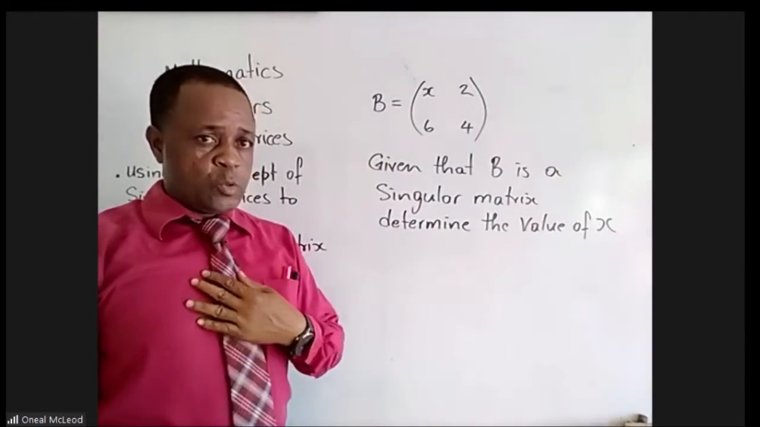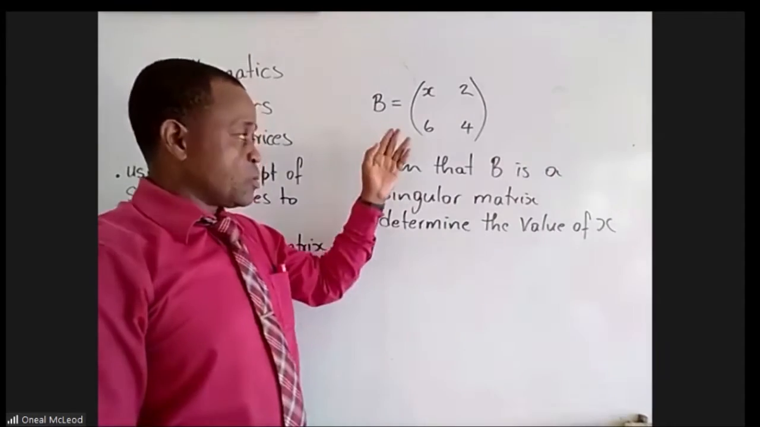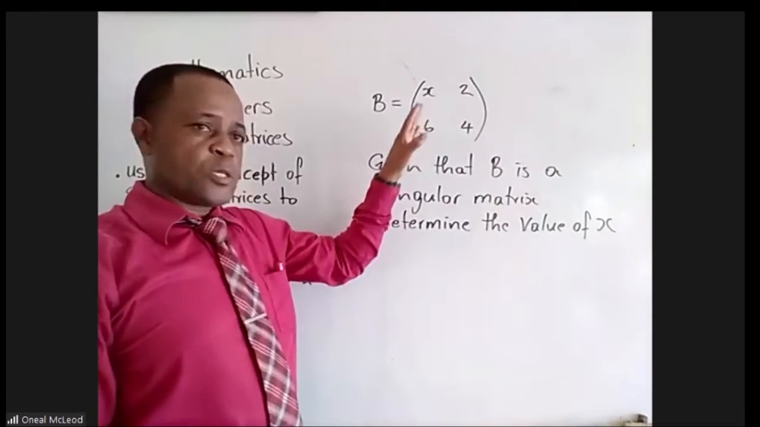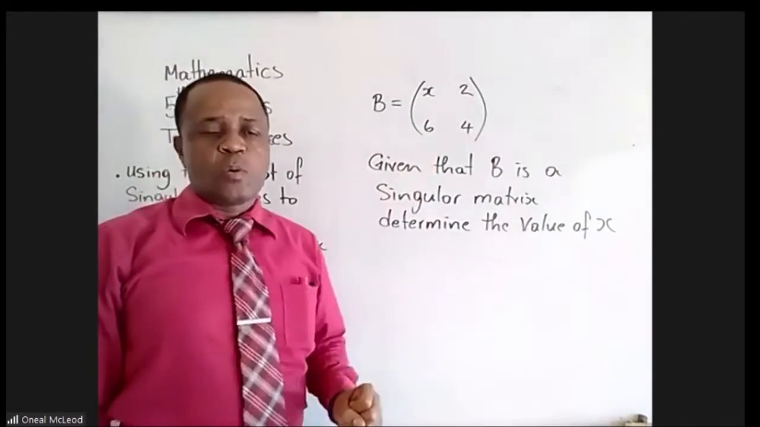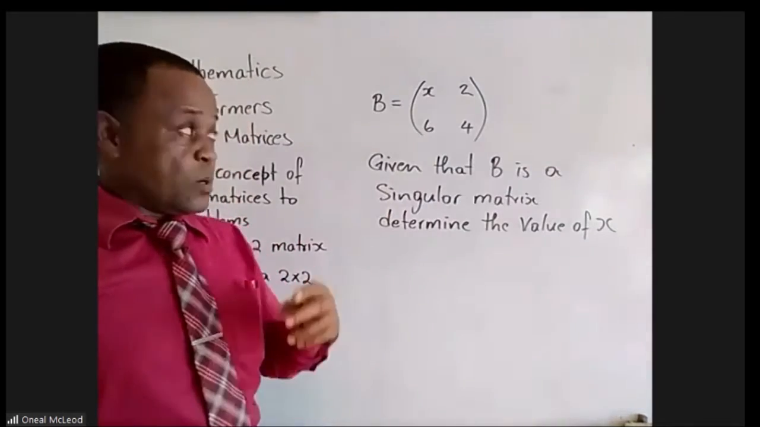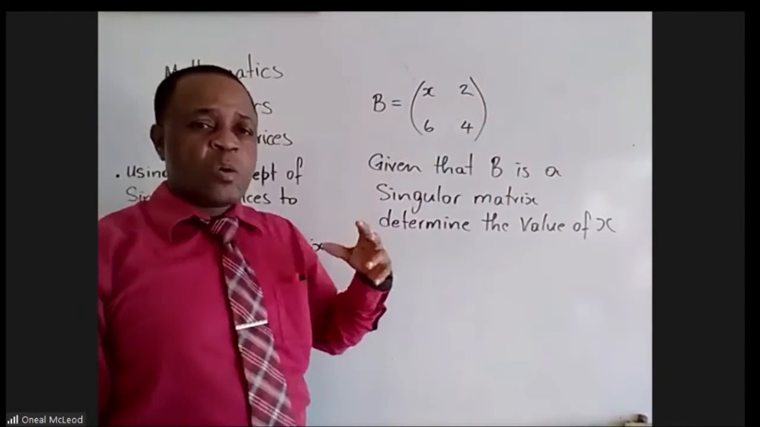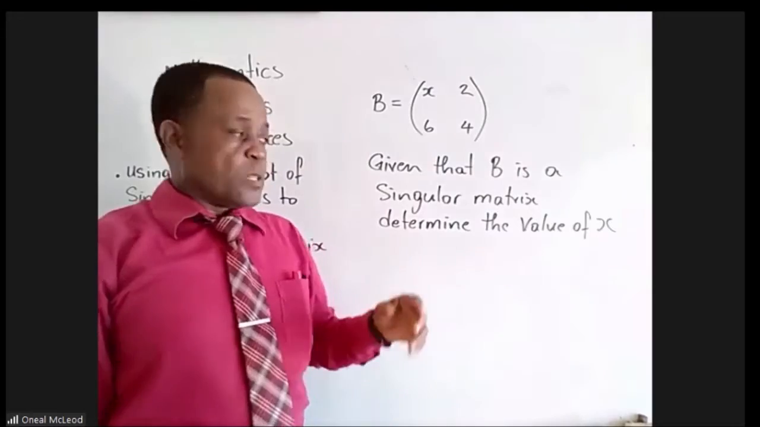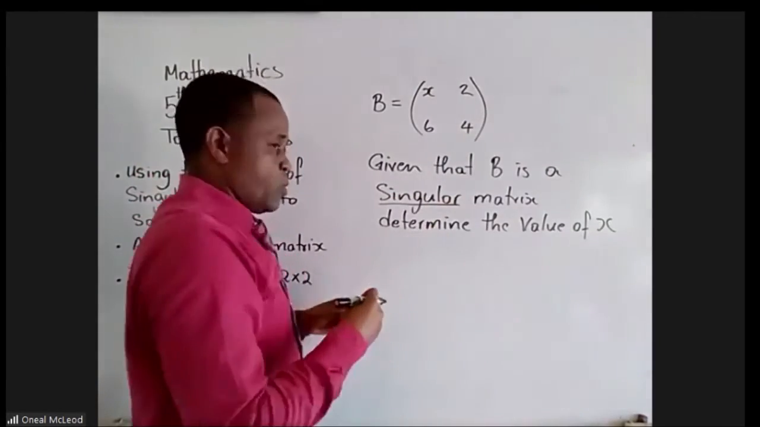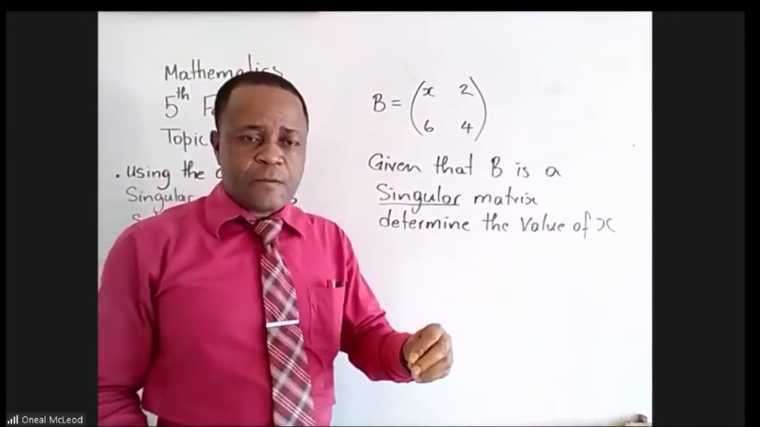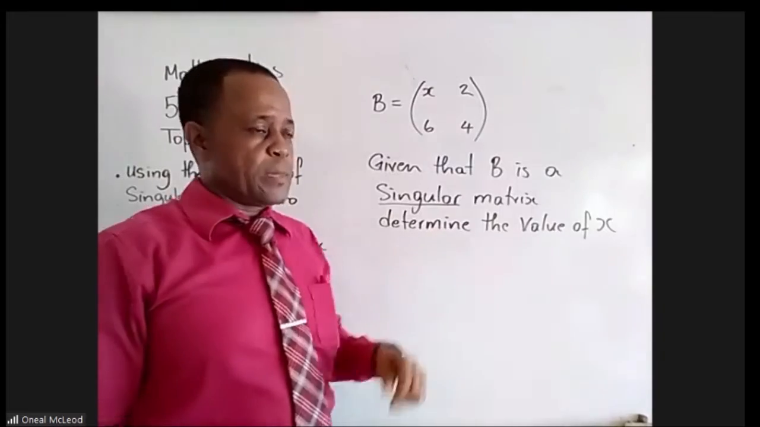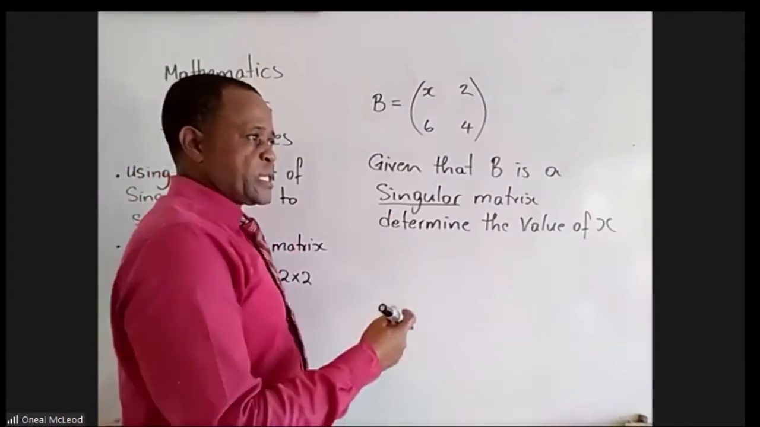I know for sure, for this one, it is very, very simple because a lot of us can just look at it and know what the value of X is. However, let us see how we should approach this. Now, the moment you see the word singular, we know that for it to be singular, the determinant must be equal to 0. So let us set up our equation here.